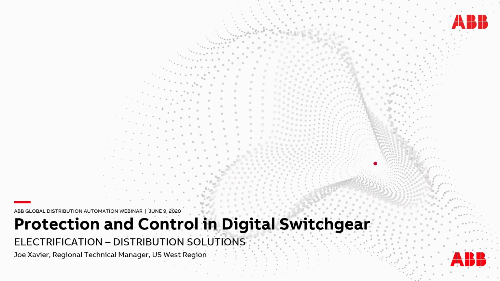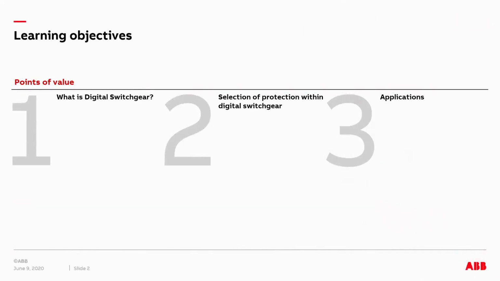So let's get rolling here. Today's webinar has three objectives. Number one, we will look at what digital switchgear is, very briefly, and then talk about the selection of protection within digital switchgear. And thirdly, we will also briefly touch upon some of the applications, how the different protection relays can be applied for different applications.